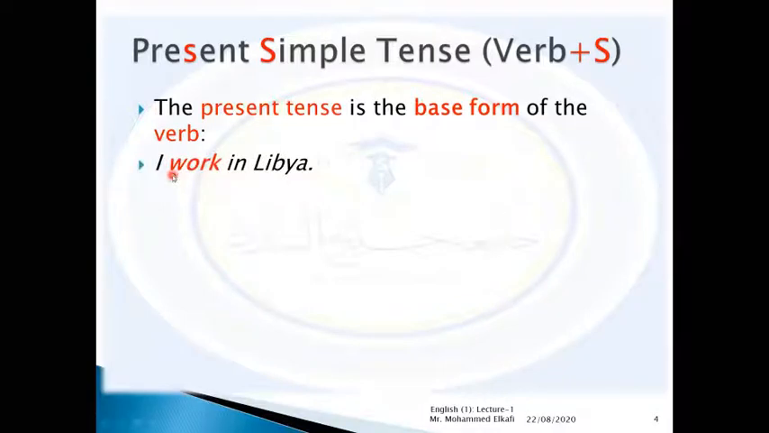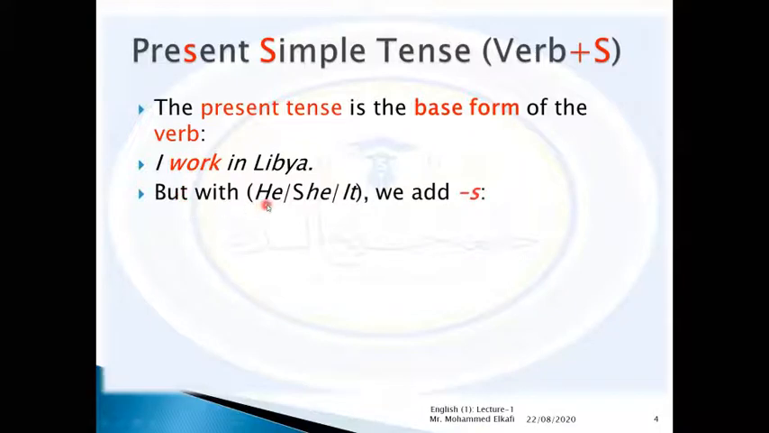And in this example here we'll find work is the verb. Our sentence is I work in Libya, and work is the base form. We didn't add any additional form to this word. But with he, she, it, we add S, as you see in this example, she works in Libya. So here we add S to the form of the verb. So generally we call the present simple tense the rule of S. As you see here, generally we add S to the verb. In some cases, we are going to study them later in this lecture.